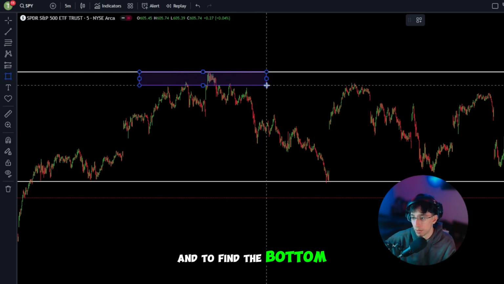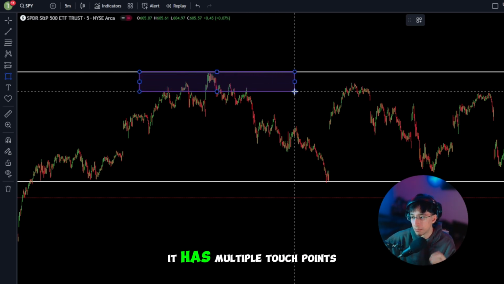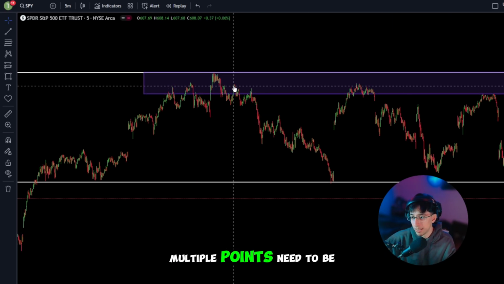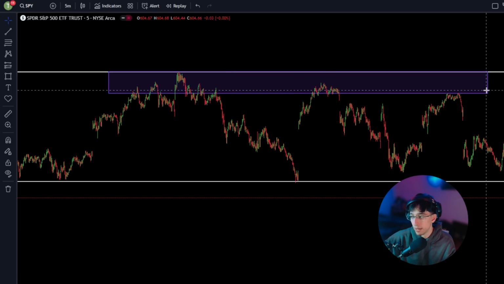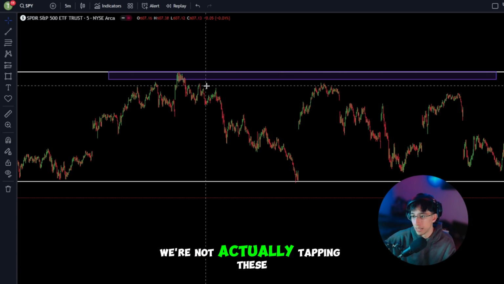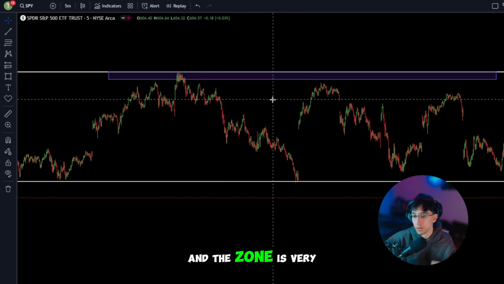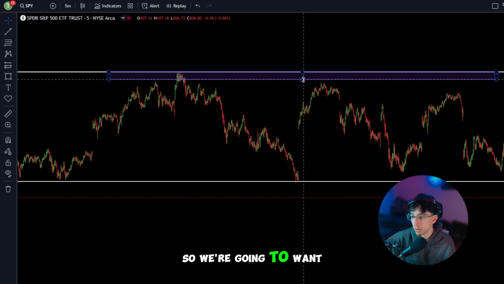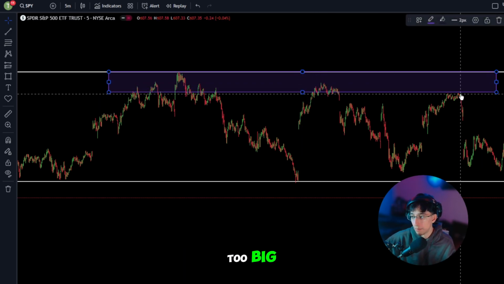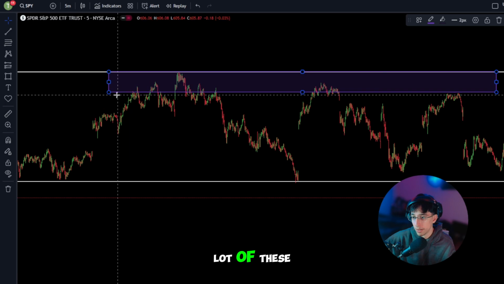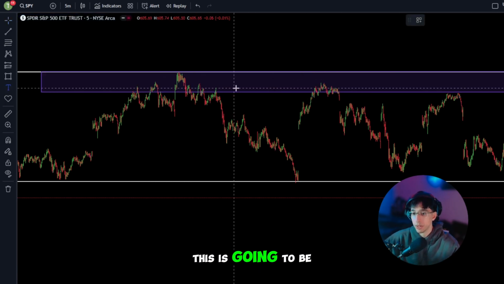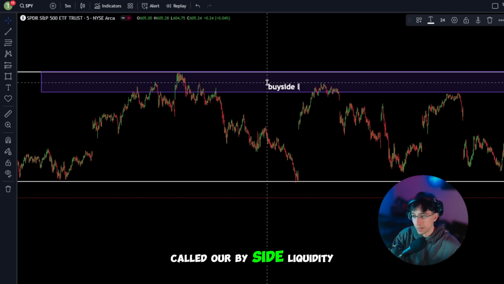And to find the bottom, we need to make sure it has multiple touch points. What I mean by this is multiple points need to be respecting the zone. Now, if we just drag it up and make it like this, you can see we're not actually tapping these and respecting it, and the zone is very, very small. So we're going to want to drag this zone down far enough to where it's not too big, but it is respecting a lot of these small rejections. This is going to be called our buy side liquidity.